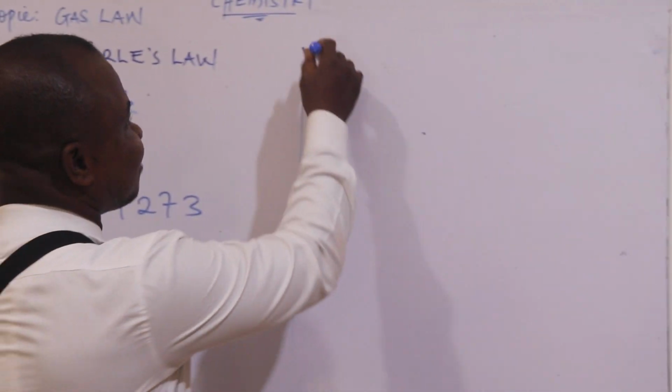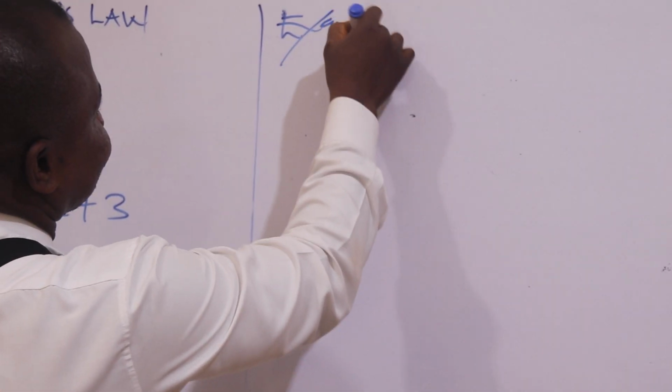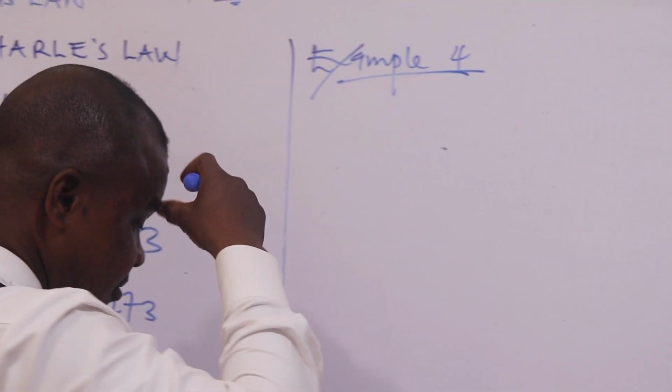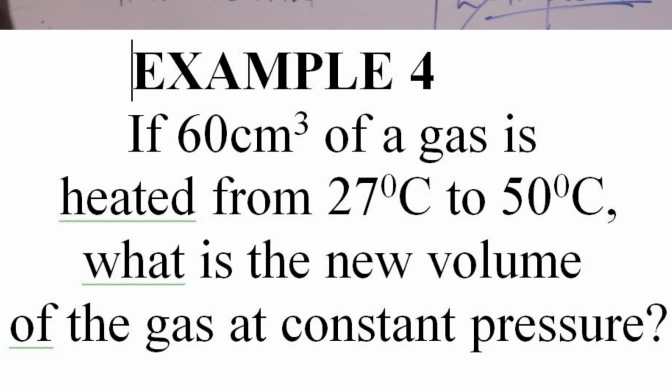259 Kelvin. Alright, example 4. If 60 cm3 of a gas is heated from 27 degrees C to 50 degrees C, what is the new volume of the gas at constant pressure? Okay, so we are looking for V2.